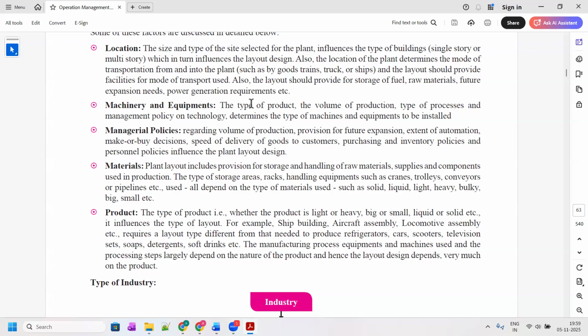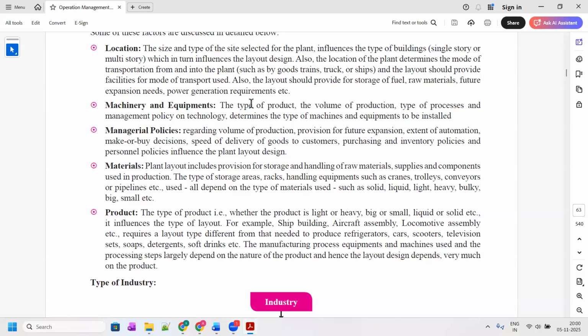The problems or issues which need to be addressed can be managerial policies, where the management decides. Management decisions affect the layout design, such as how much to produce, whether to expand in the future, use of automation, whether to make or buy components, speed of delivery to the customers, purchasing inventory and other personnel policies. So those can be the other parameters the company should think about.